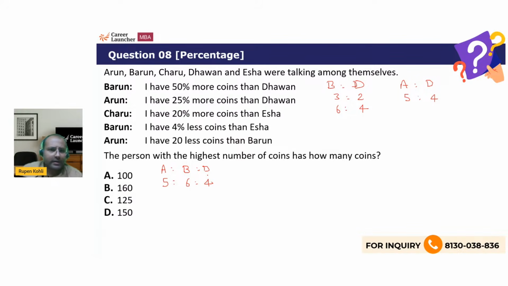Similarly, now we have to include C and E into the picture. Okay, so let's see Barun's statement now, because in the third statement, Charu and Isha both are two different new variables. First, look at Barun and Isha. So B is to E. We can interconnect. So Barun is saying I have 4% less coins.